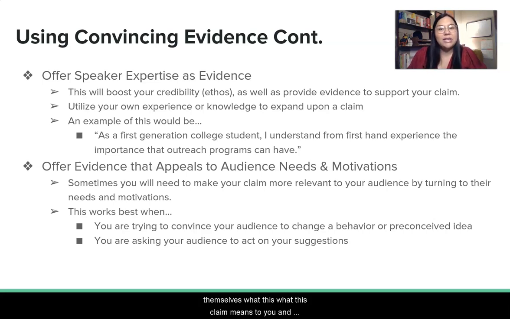So you're using your own knowledge, your own experience, your own life to help your audience visualize for themselves what this claim means to you, and offer evidence that appeals to audience needs and motivations. Sometimes you'll need to make your claim more relevant to your audience by turning to their own needs and motivations. This works best when you're trying to convince your audience to change a behavior or a preconceived idea, or when you're asking your audience to act on your suggestions. If you're trying to tell your audience that you would like them to do something, you'll need to help them understand that it's going to benefit them as well, or help them meet those motivations.